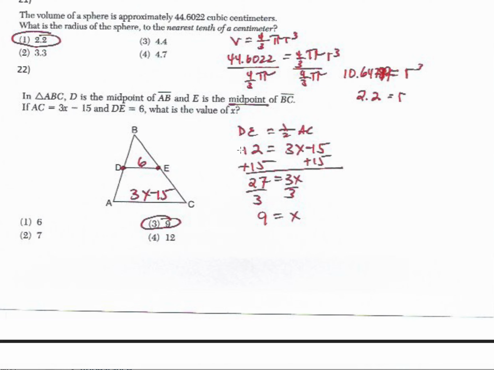Number 21, the volume of a sphere is 44.6022 cubic centimeters. What's the radius of the sphere to the nearest tenth of a centimeter? So here's your formula for the volume of a sphere. Volume is 4/3 pi r cubed. So 44.6022 equals 4/3 pi r cubed. And I divide both sides by 4/3 pi. And when I do that, I come up with 10.64.